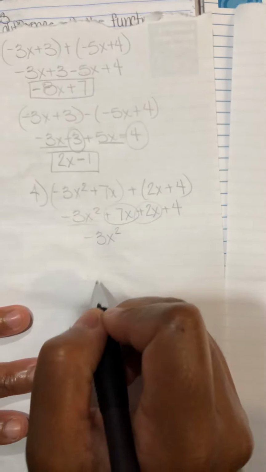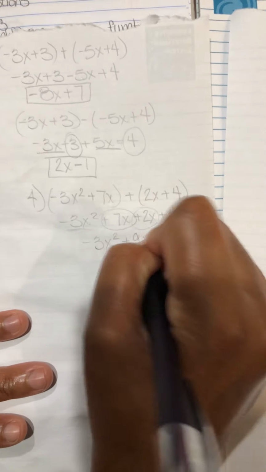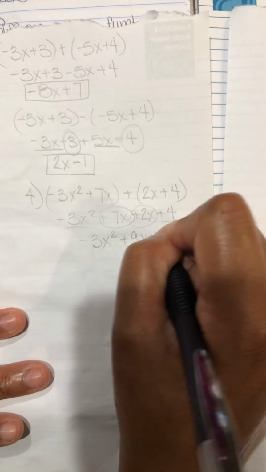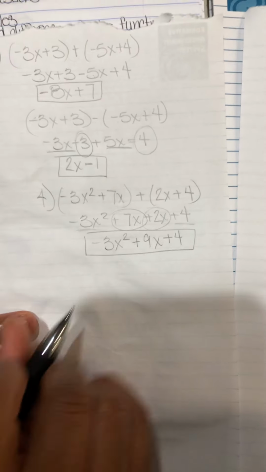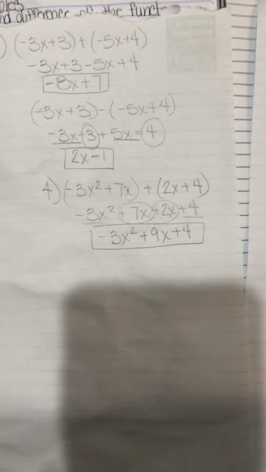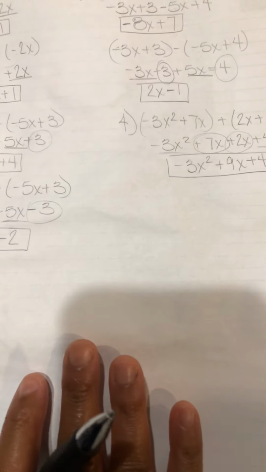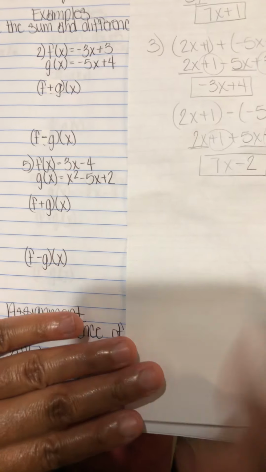These two are matches. So 7 plus 2 gives me 9. And this one doesn't have a match either. So because it doesn't, I'm just going to write it. And that's my answer. You guys should remember this from when we did this before for our polynomials.